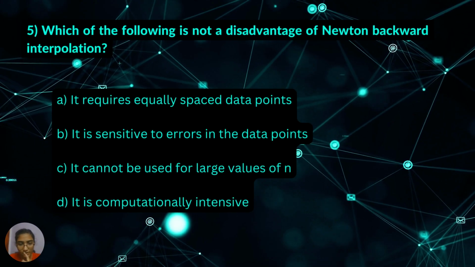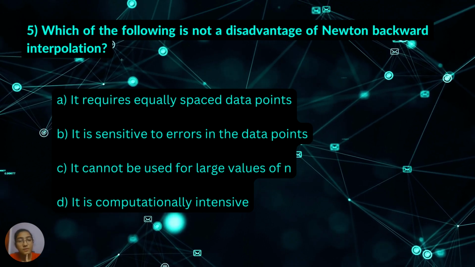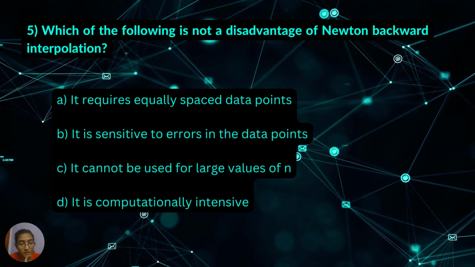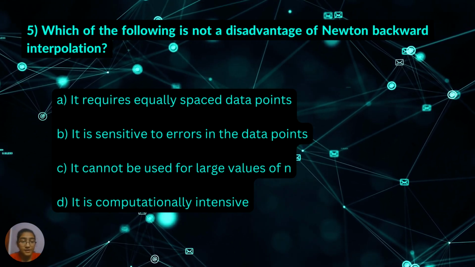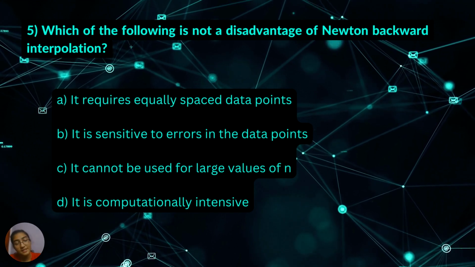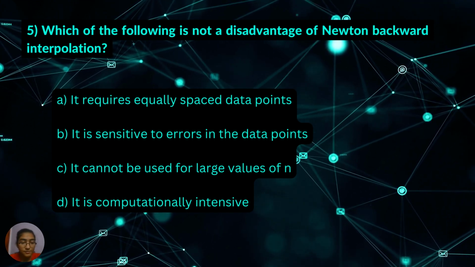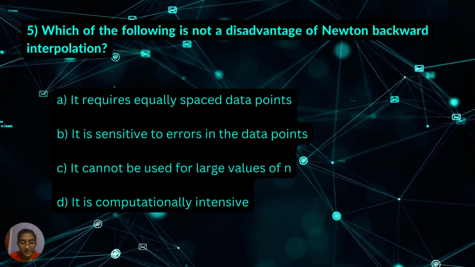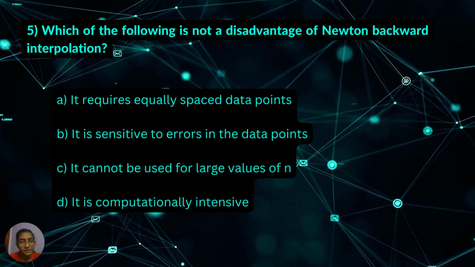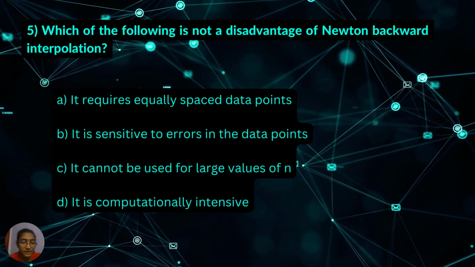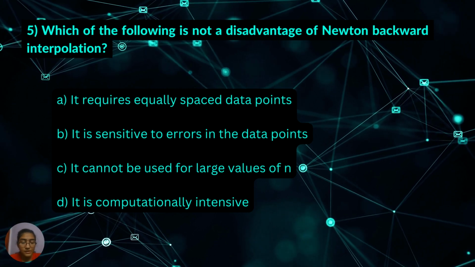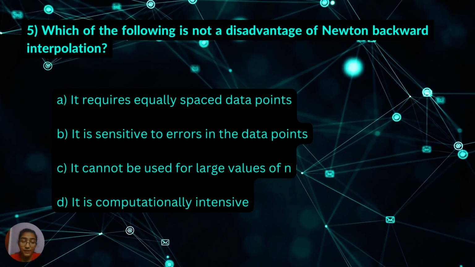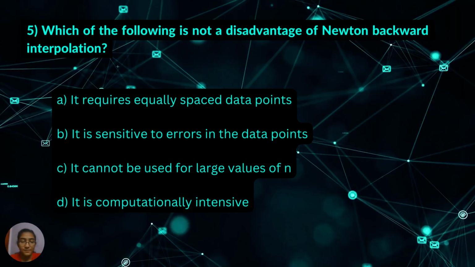Okay. Now our next question is, which of the following is not a disadvantage of Newton backward interpolation? So our options are: A, it requires equally spaced data points; B, it is sensitive to errors in the data points; C, it cannot be used for large values of n; or D, it is computationally intensive. It is a similar question, but here it is about Newton backward interpolation. So for backward interpolation, the answer is C. It cannot be used for larger values of n. So if n is very large, then it is a disadvantage.